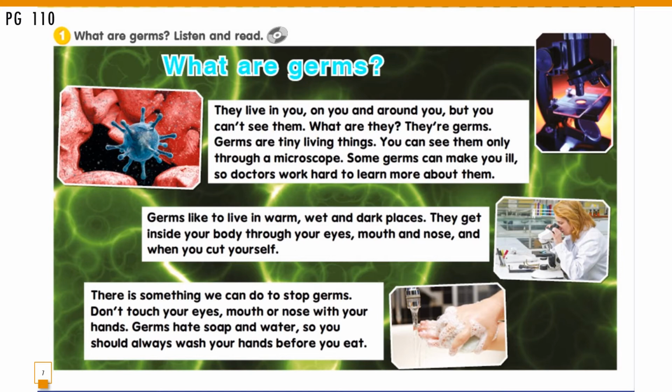So there's something we can do to stop germs. For example, don't touch your eyes, don't touch your mouth or nose with your hands, especially if you don't wash your hands with soap or if you don't sanitize your hands. Germs hate soap and water, especially the hand sanitizer. It kills 99.99%. So you should always wash your hands before you eat. Not only before you eat. In our world now, before you go outside, after you go outside, you should always wash or sanitize your hands. Okay? So that's it about germs.